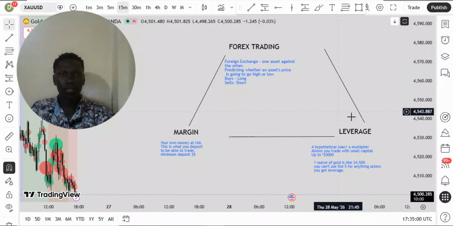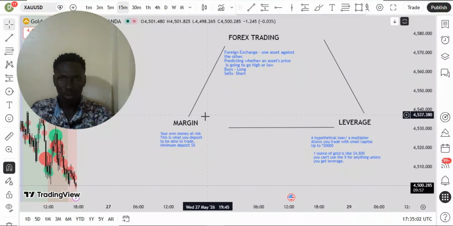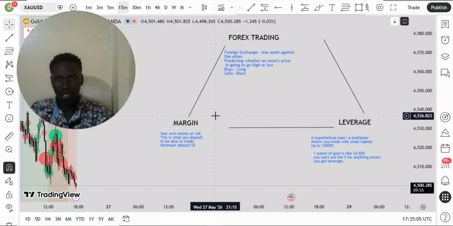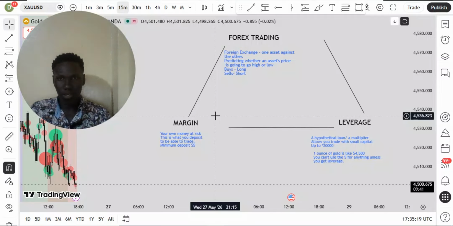And then the second term you need to know is margin. What is margin? Margin is your own money at risk. This is what you deposit to be able to trade. That's the money that you are willing to trade with, your whole capital. That's your margin. Understand? And then the minimum deposit for trading is like $5 for my broker. Don't worry if you're not with my broker, guys, I'll talk about that soon.